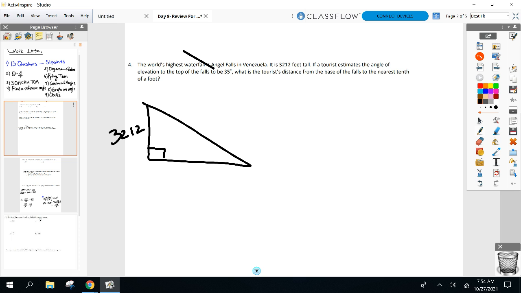I don't expect you to know this, because I only went over one problem. Anybody remember where angle of elevation was? I showed you yesterday. Bottom right, inside the triangle. 35 degrees. What's the distance from the base of the falls? So what am I looking for: the hypotenuse or the other bottom side? From the base of the falls, that's the bottom.